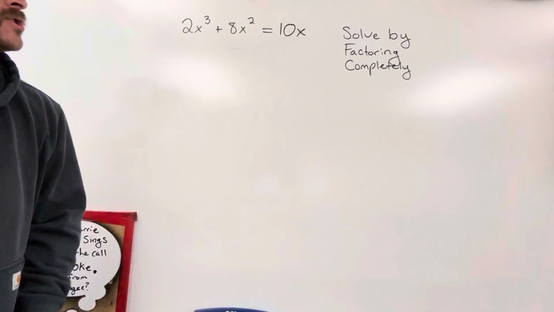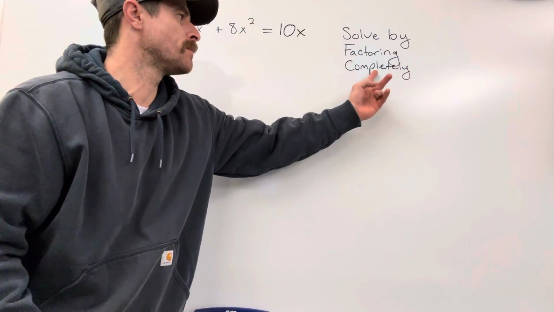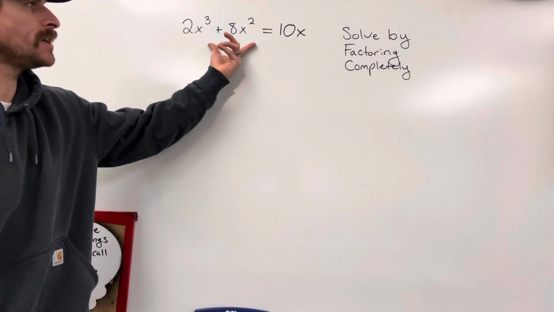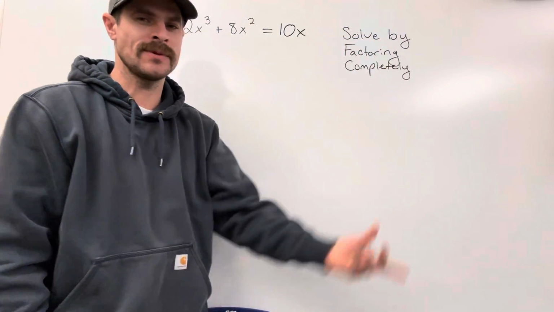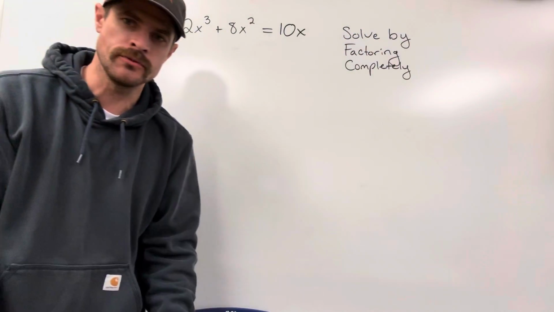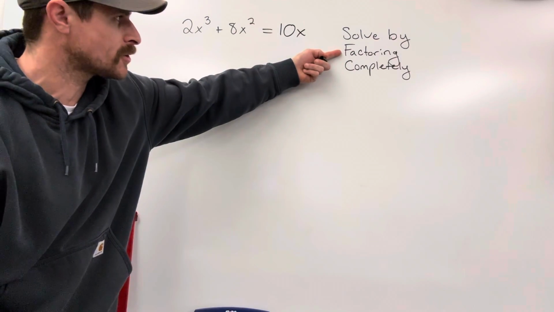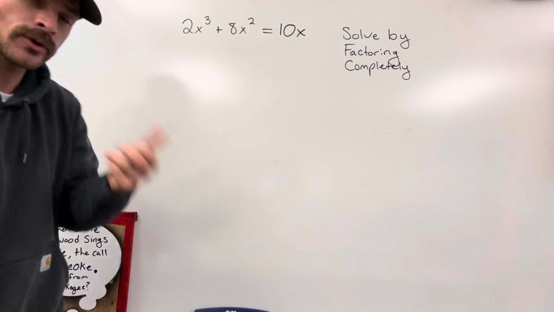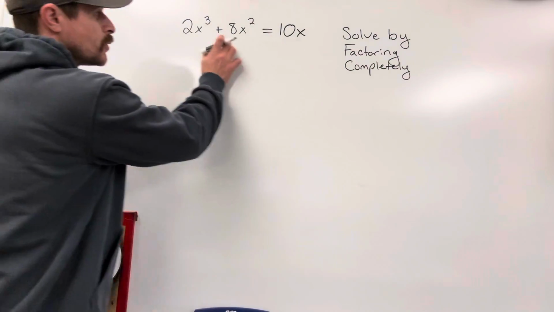All right, let's look at how to solve by factoring completely. We've got this equation right here. We're being asked to solve it, which means we need to find our zeros, our roots, and we're going to do that through factoring it completely. In order to factor it, we want to set this equal to 0.